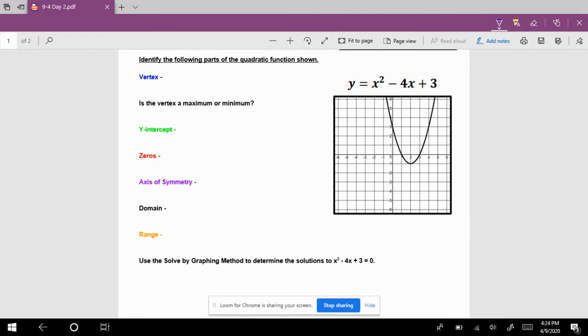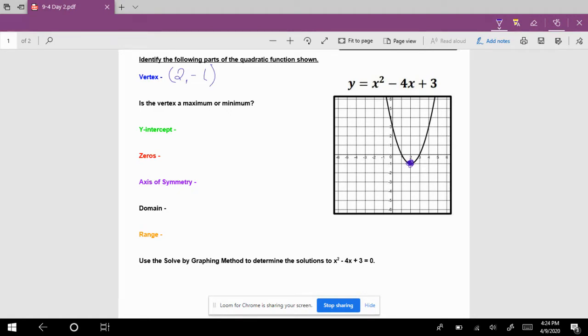So remember, by definition, a vertex is a maximum or a minimum point. And so on our parabola, it is right here. Okay, so all I want are the coordinate points of that. Coordinate points for that vertex would be (2, -1).